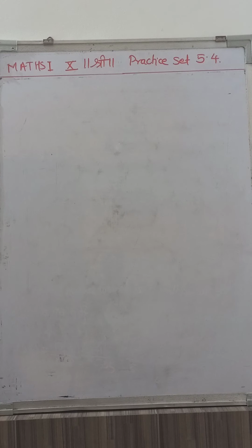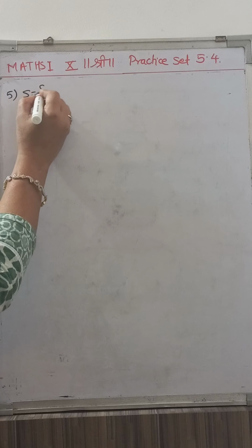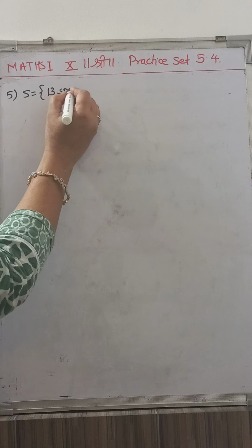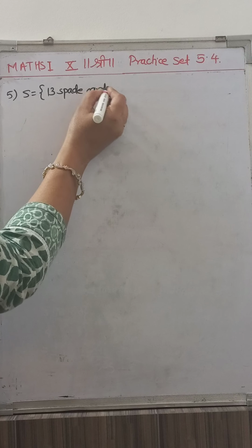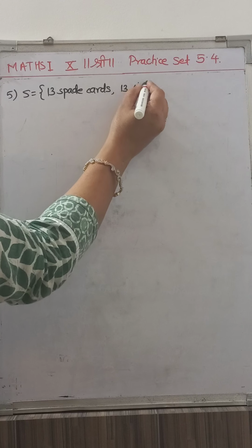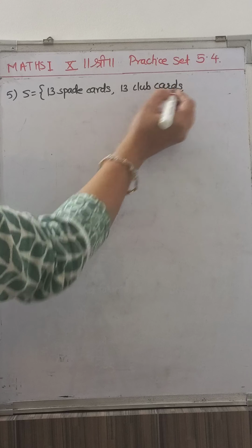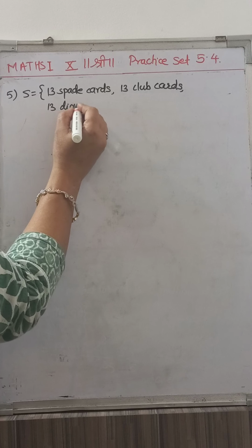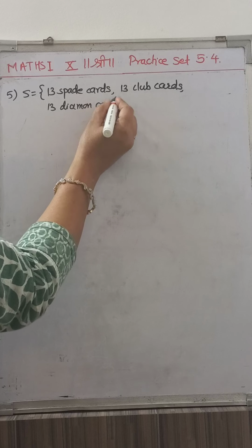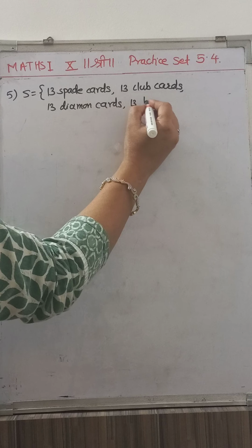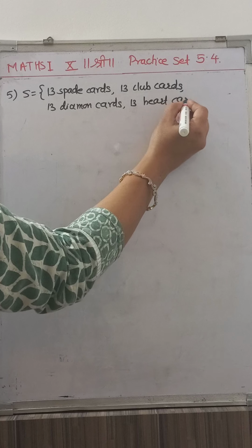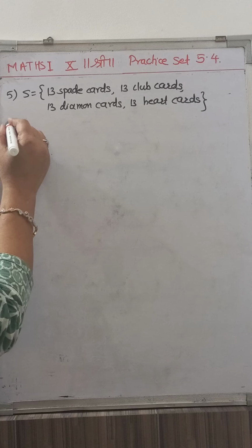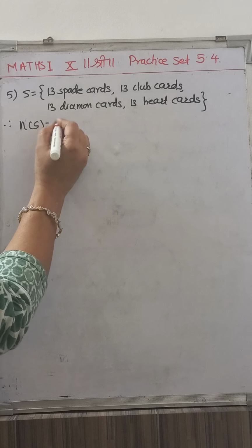Now question number 5. A card is drawn at random from a pack of well shuffled 52 playing cards. That we know that there are 52 playing cards in which there are 13 spade cards, then 13 club cards, 13 diamond cards, and 13 heart cards. And therefore n of S is equal to 52.